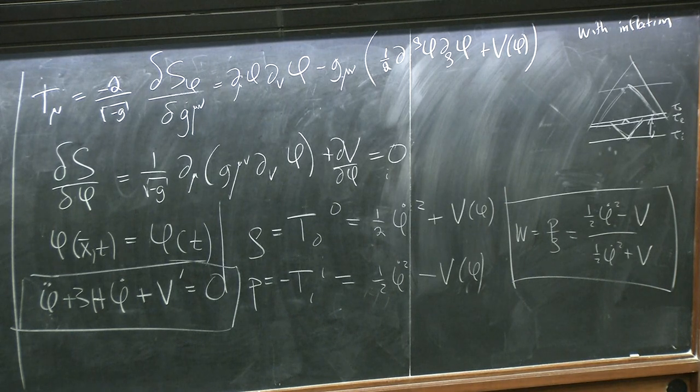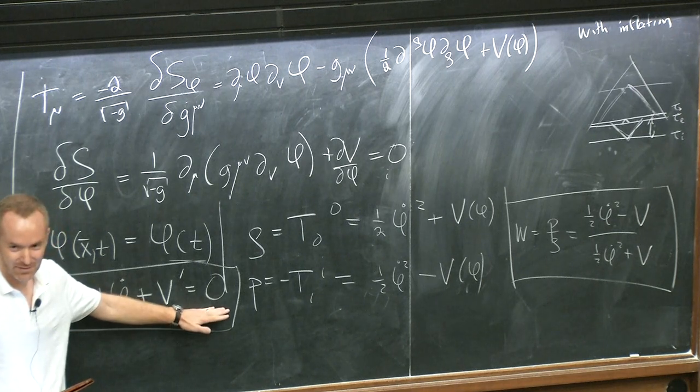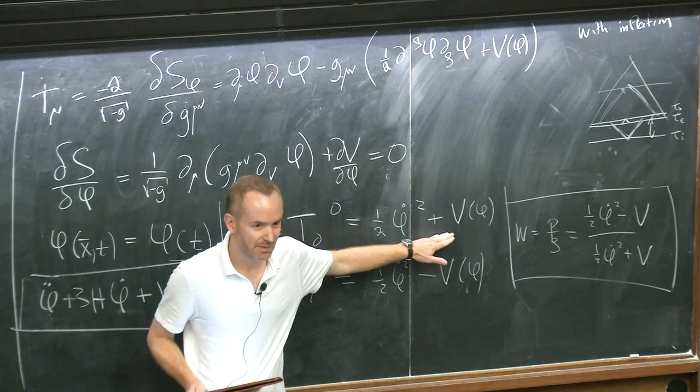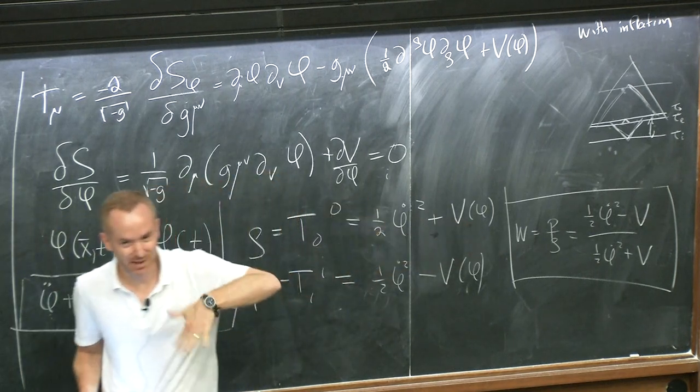And in fact, we can make it literally a harmonic oscillator, or almost literally, if we choose V to be 1/2 m squared phi squared. Okay, so this is the famous quadratic inflation. And so then V prime is m squared phi. So this is almost exactly a damped harmonic oscillator. The only thing that makes it not quite is that H depends on phi. Because remember, H squared is equal to rho, and rho depends on phi over here. Okay, but it'll be nearly constant, so it'll be nearly like a damped harmonic oscillator.